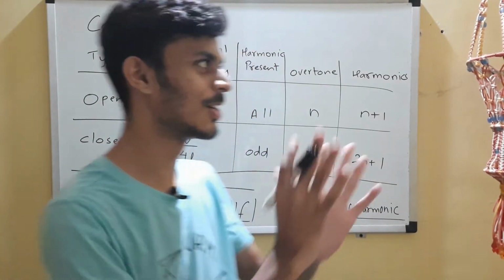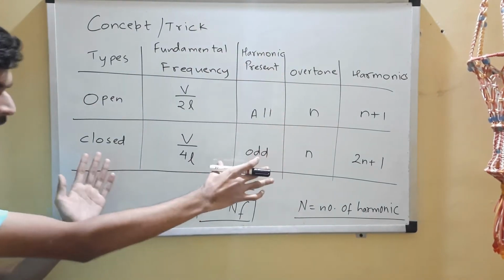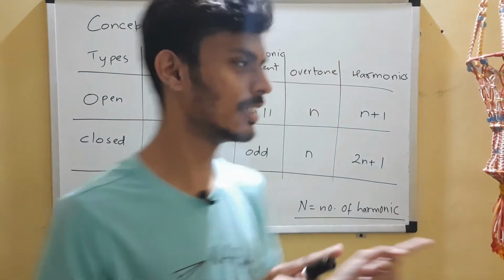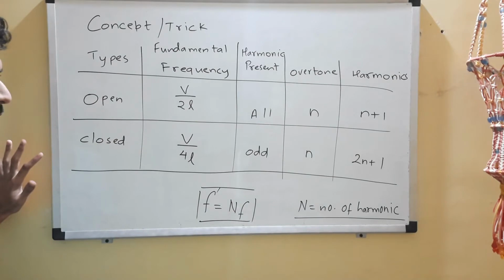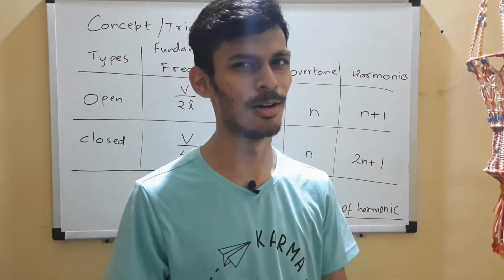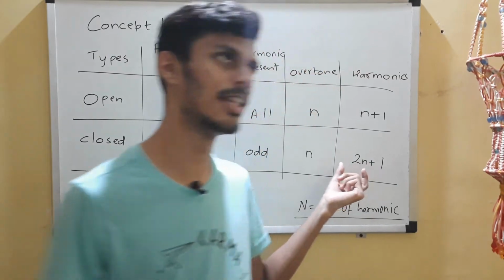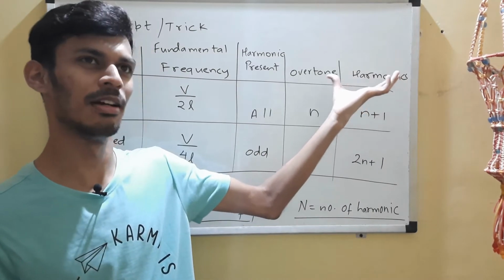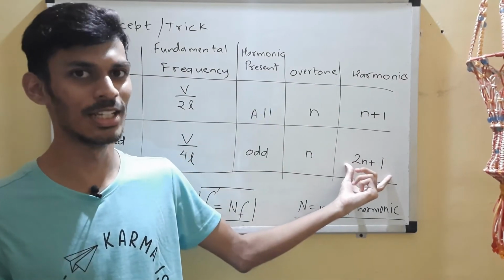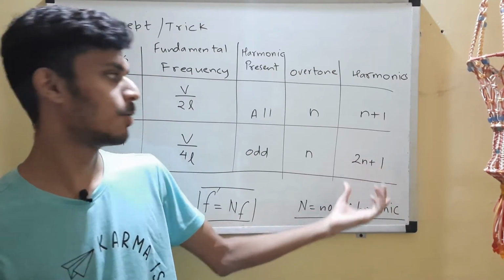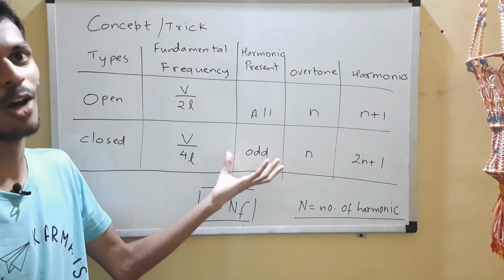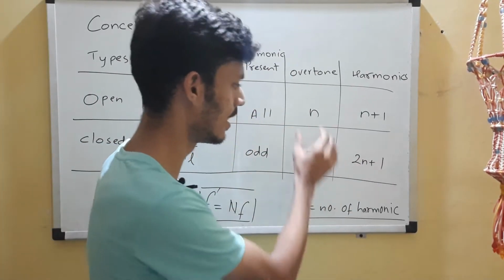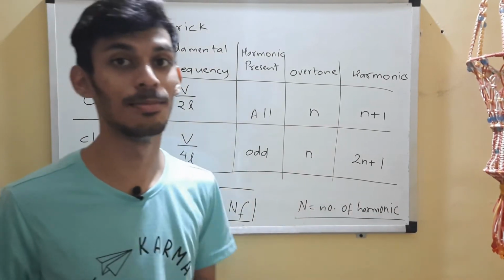Why did this happen? Because the harmonics present in a closed organ pipe are only the odd ones. So only the odd harmonics are present in the case of a closed organ pipe, and this is the general format for an odd number: 2n plus 1. 2n is an even number, plus 1 makes it odd. So in order to keep the harmonics odd, it should be of this format. You are basically just supposed to remember this relation: the nth overtone means the 2n plus 1 harmonic.